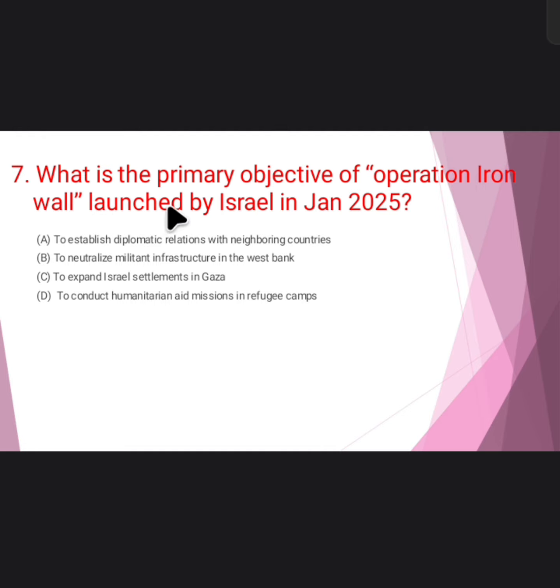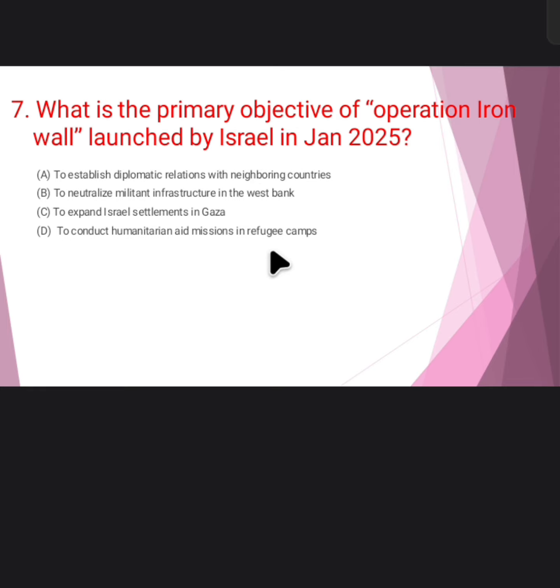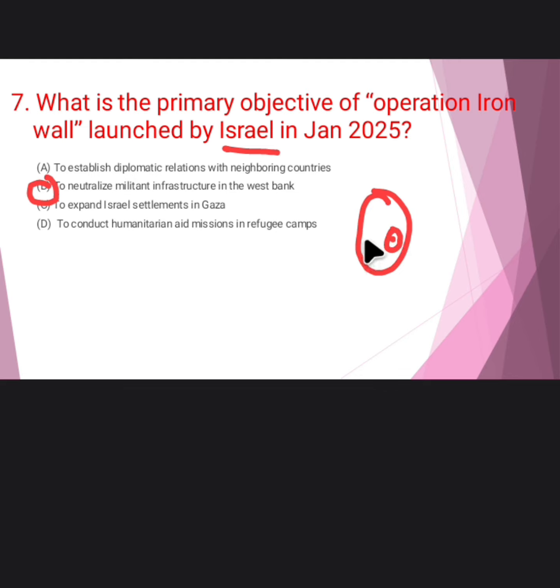The correct answer for this question is: Operation Iron Wall was launched by Israel to neutralize the militant infrastructure in the West Bank. West Bank, where is it located? If this is Israel, this is where West Bank is located. This is where Jerusalem city is located. And this is the Gaza Strip, which is connecting to the Sinai Peninsula, which is part of the Egypt region of the African continent.